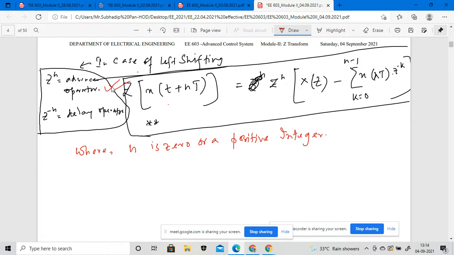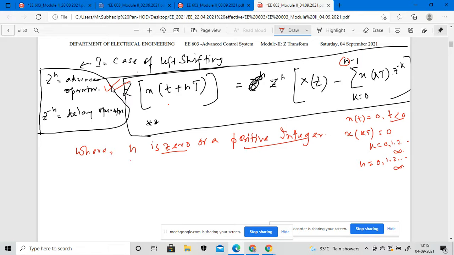Because in the previous case, when we dealt with the right shifting, we considered x of t equal to 0 when t is less than 0. So if I consider x of kt, that equals 0 when the values of k vary from 0, 1, 2 up to infinity. For that case the values of n will also vary from 0, 1 to infinity. That is why we consider the values of n to be either 0 or positive integers, not negative integers.